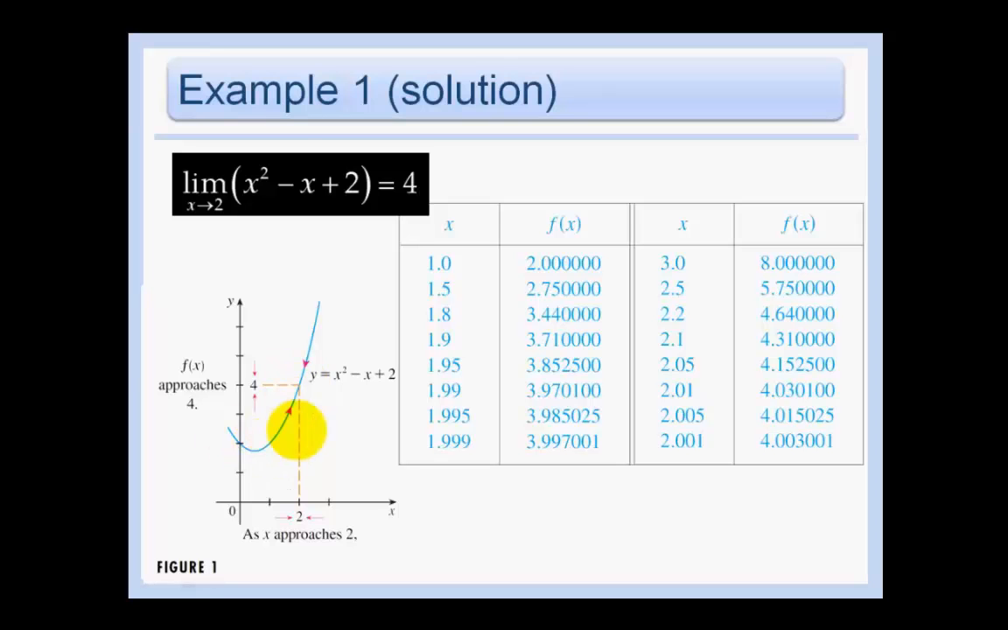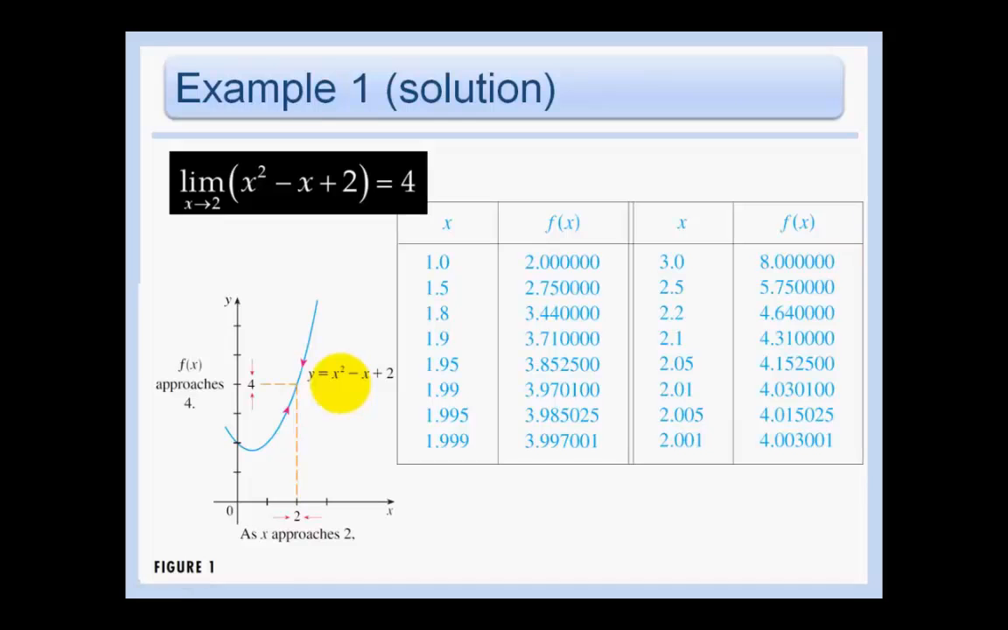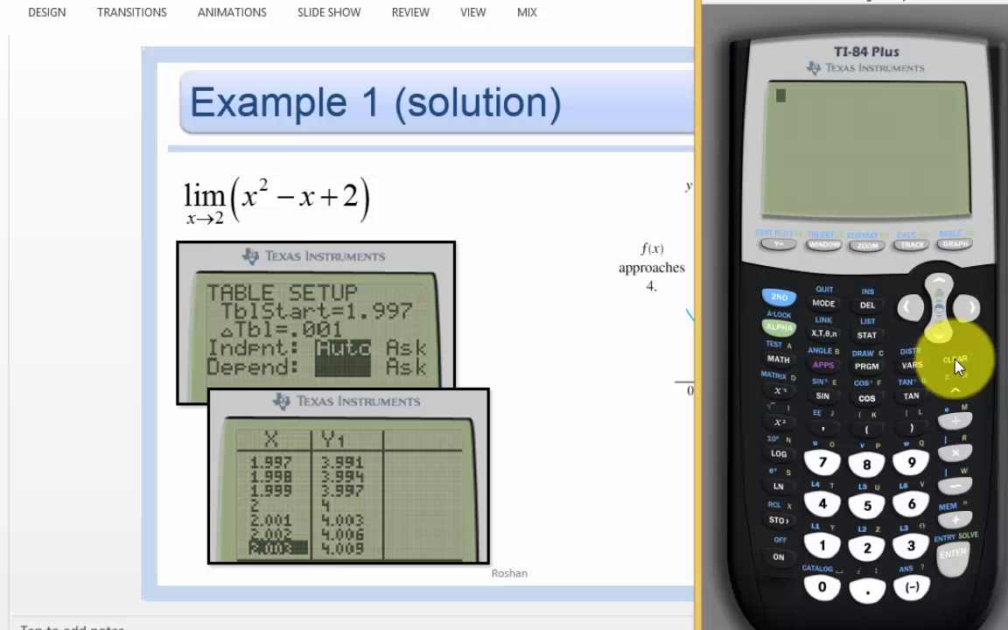So we can either look at the graph here, or we can look at a table of values, and as I said, we need to look from both sides. So we need to look from the left side, as x gets closer to 2 from smaller values, and from the right side, as x gets closer to 2 from larger values. And we'll see that from both sides we get very close to 4. So I did just want to step you through how to do this on your calculator.